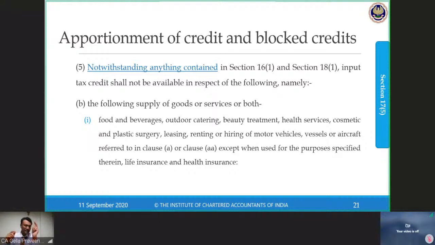Now, friends, one amendment is there in relation to this ITC, which is not actually an amendment in the GST law. There was one notification by the Ministry of Health and Family Affairs, where they have released the guidelines for an operational manual.